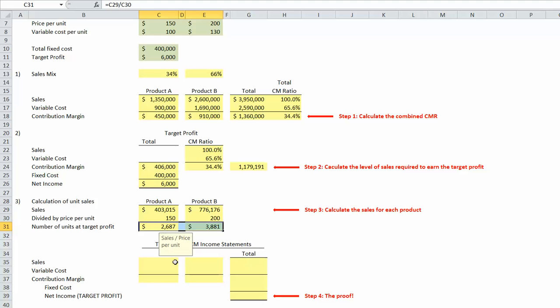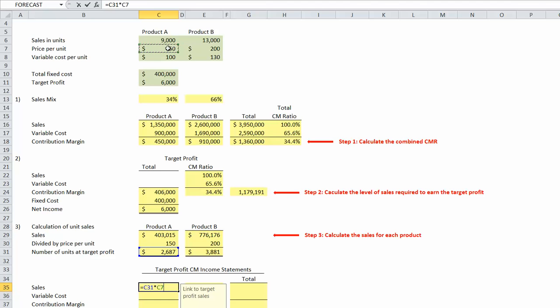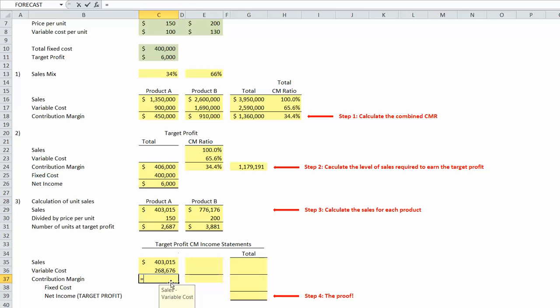We can go ahead and prove this out. Let's go ahead and calculate our contribution margin on an individual basis and a combined basis and show that it indeed does equal our target profit. So our sales, we've got 2,687 units times a selling price of $150 per unit. Our variable cost is the same 2,687 units times $100 per unit. And we have a contribution margin for product A of 403 minus the 268 of $134,000. For product B, we'll do the same thing.